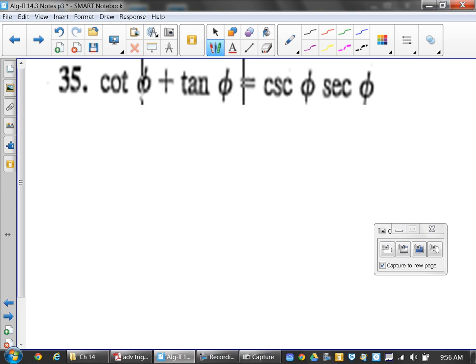This is 35. We'll walk you through 35. In number 35, you've got cotangent plus tangent, and you want it to equal cosecant times secant.